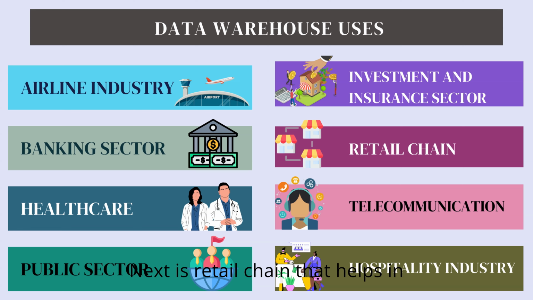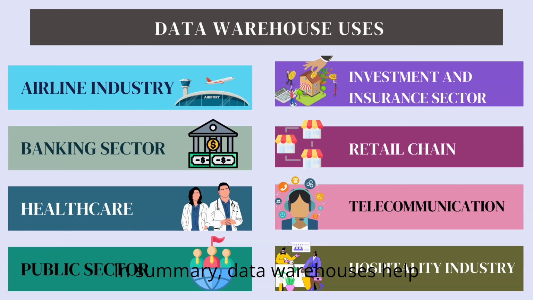Next is the retail chain, which helps in enhancing marketing and distribution processes. It promotes products and determines pricing, and tracks customer buying patterns and inventory. Telecommunication. It helps in implementing distribution and sales decisions, and it also promotes products and services. In the hospitality industry, it estimates demand, designs services, and promotes campaigns and advertising.